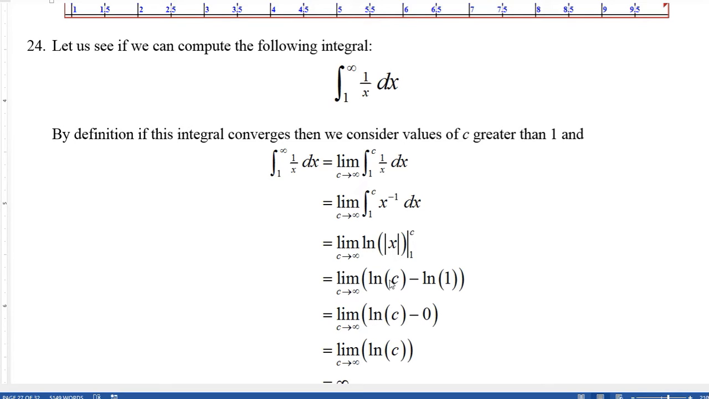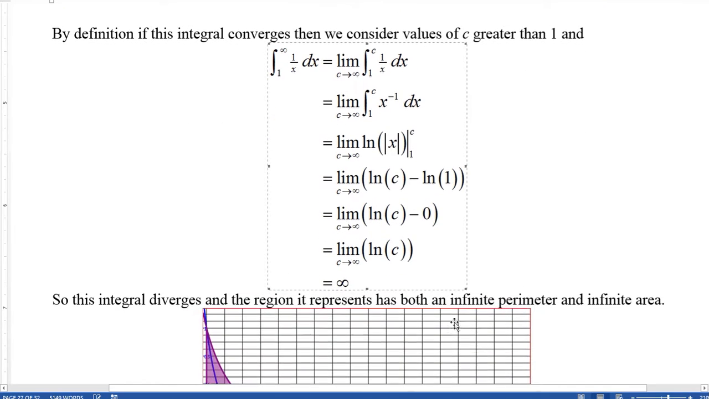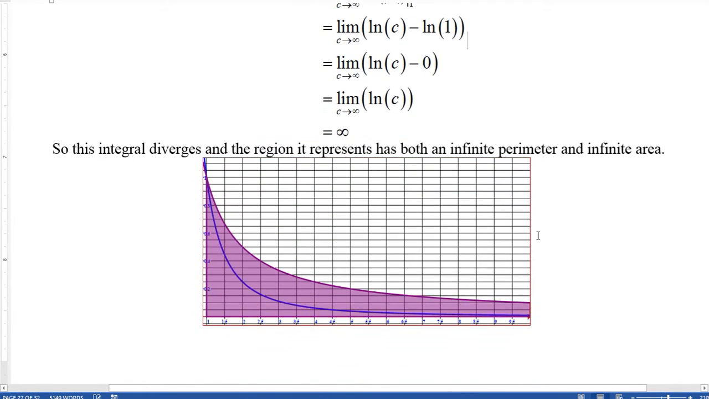So the absolute value could be dropped. This becomes the log of c minus the log of 1. Log of 1 is 0. And so we get the limit as c goes to infinity of log of c. But we know that the logarithm function does grow without bound. So in fact, the limit of this logarithm is infinity. So we say that this integral diverges to infinity, indicating that we have an infinite area.